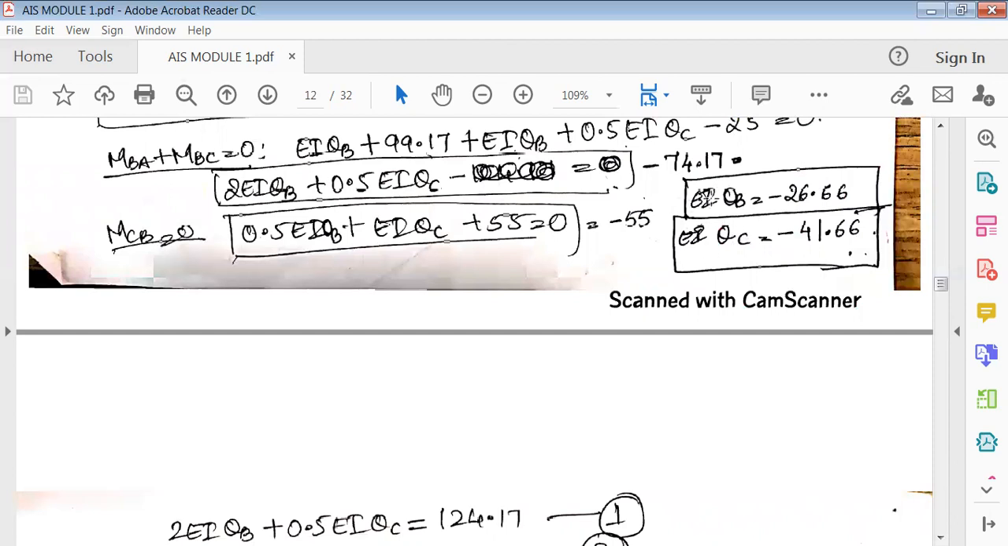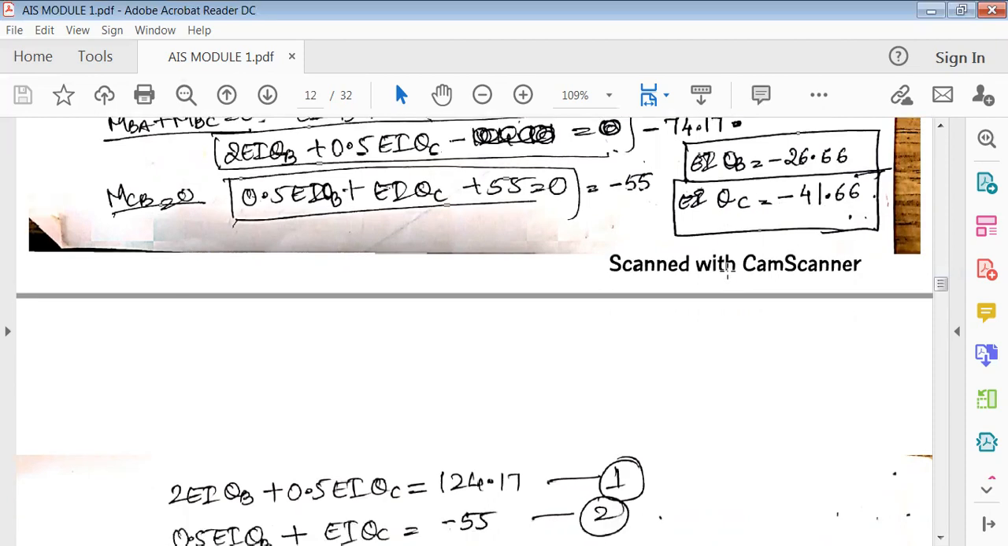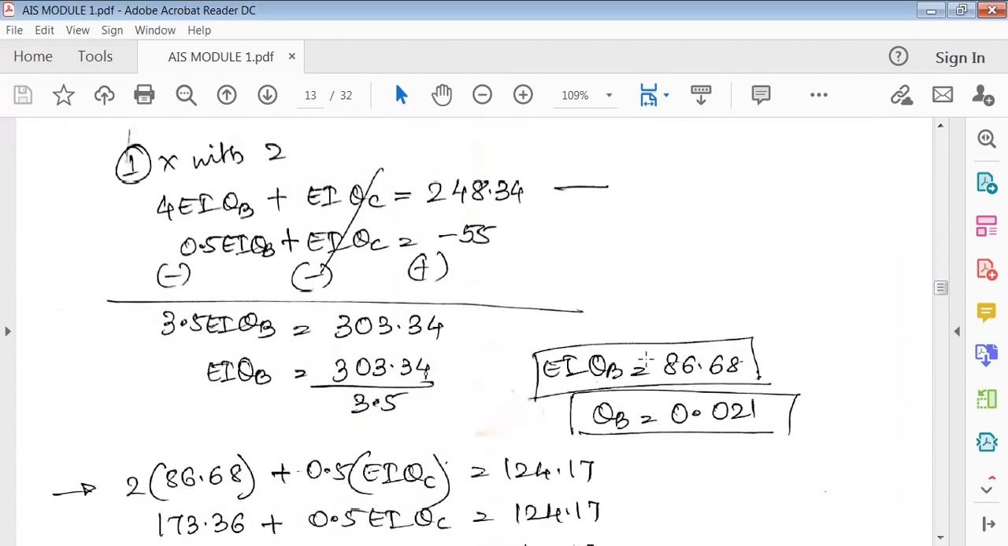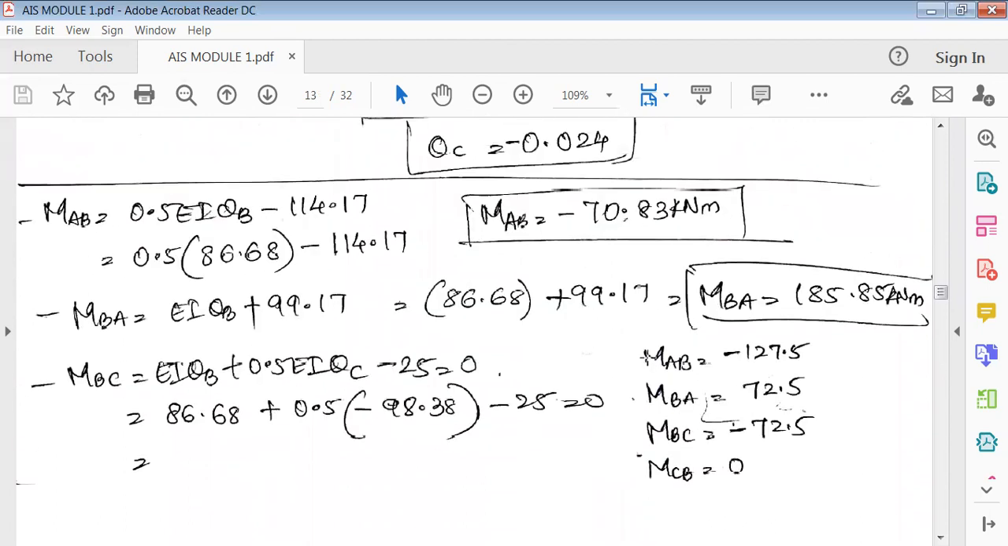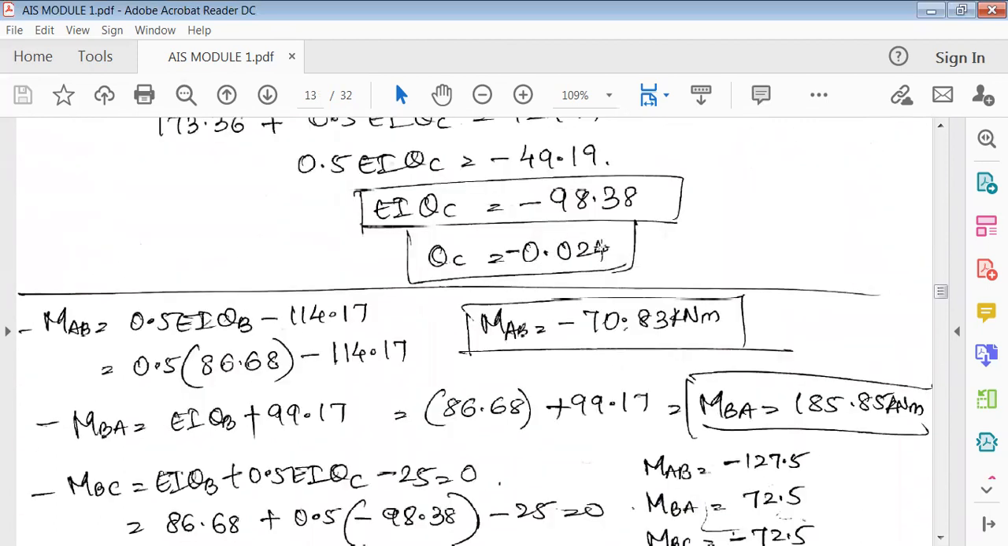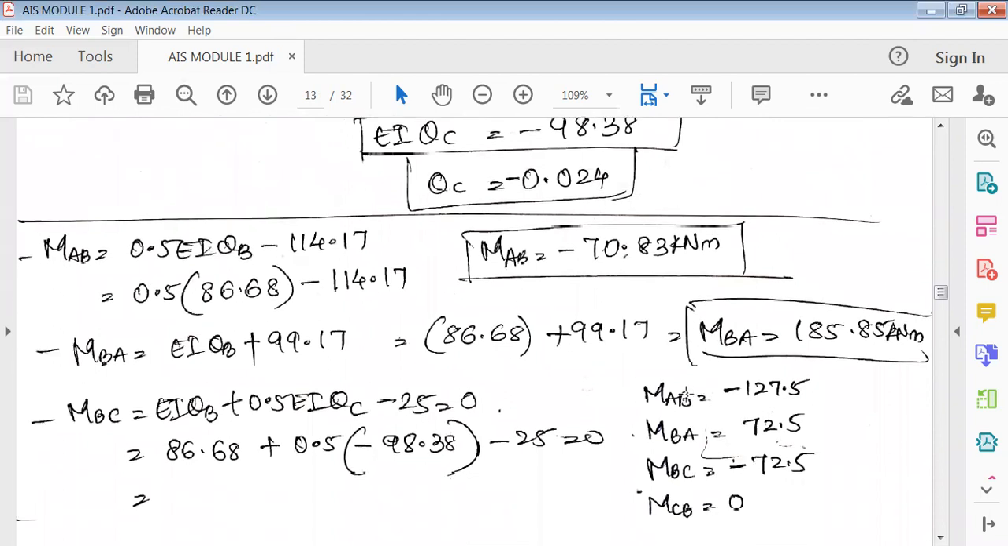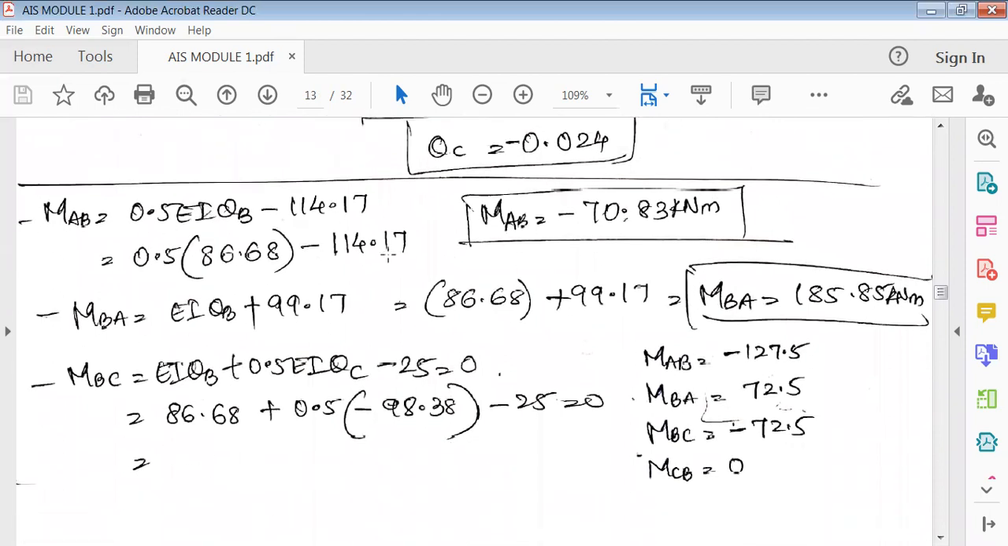Once you solve this, it is in the form of EI theta B and EI theta C. Now that you already know the value of EI, which is 4000 kilonewton meter square, you divide: minus 26.66 divided by 4000. Similarly, minus 41.66 divided by 4000. Once you get your theta B and theta C values, next is only direct substitution.